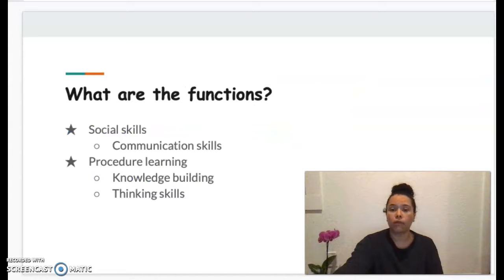So what are the functions of this strategy? This strategy is used to support social skills and procedure learning. And within that, of course, students get to practice their communication skills, their knowledge building, and their thinking skills, specifically knowledge building and thinking skills, because they're able to explain their process thinking throughout explaining what they're doing to solve the problem or to respond to a question.